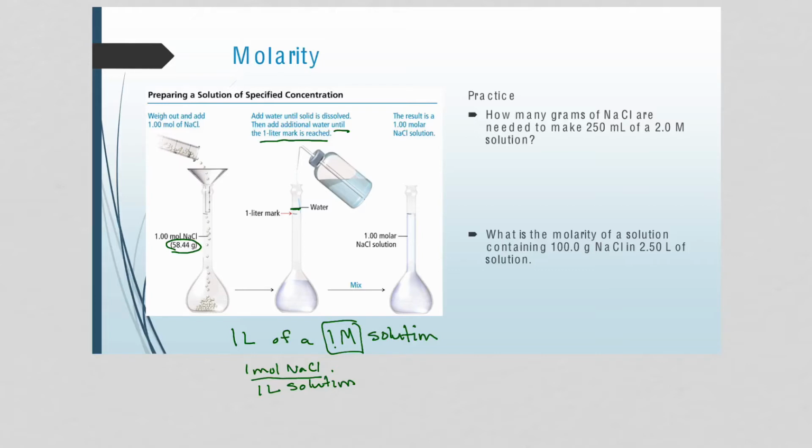And so, while it may be very close to 1 liter of water that we're going to add, we don't just add an amount of solvent, right? Because this is not per 1 liter of solvent. We add enough solvent until we obtain, in this case, our target volume, 1 liter of solution. And the result is 1 liter of a 1 molar solution.